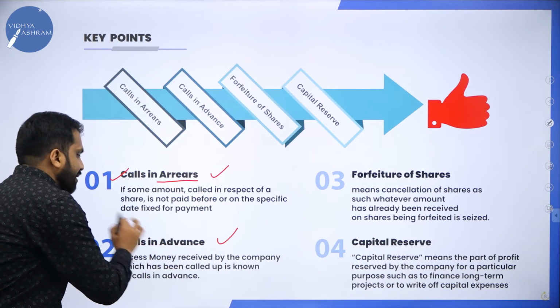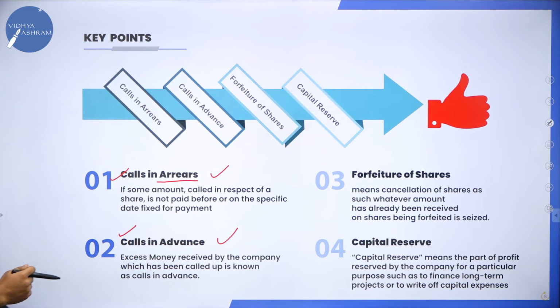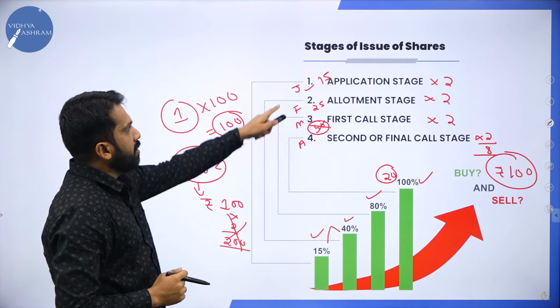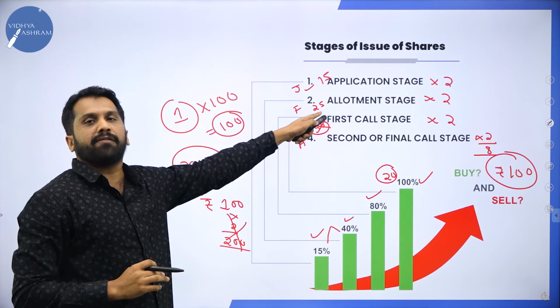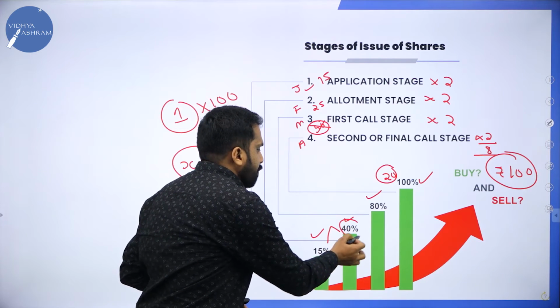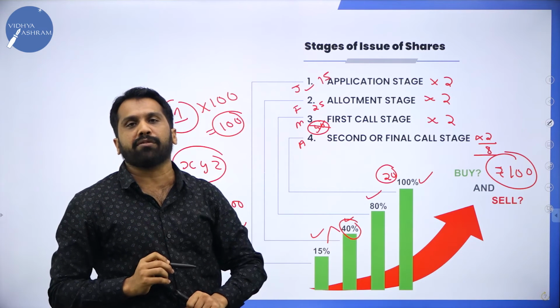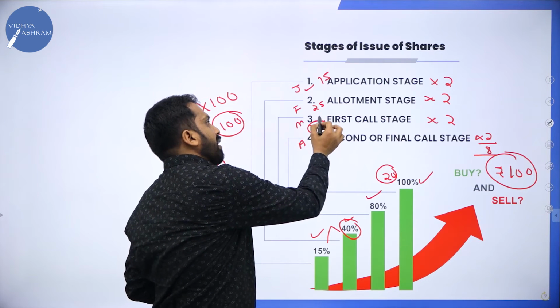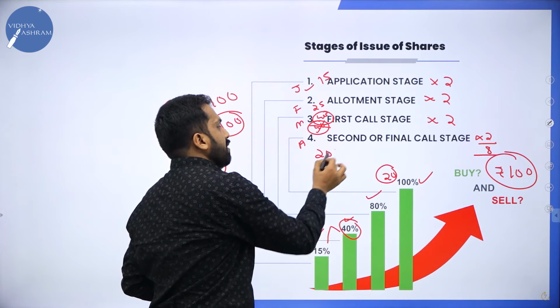Now calls in advance. Again we'll go for the same example. Same example, January you paid 15, February you paid 15. How much you paid total? Total you paid 40. Balance how much you have? 60 you have to pay. On March you have to pay 40. Again April you have to pay 20.